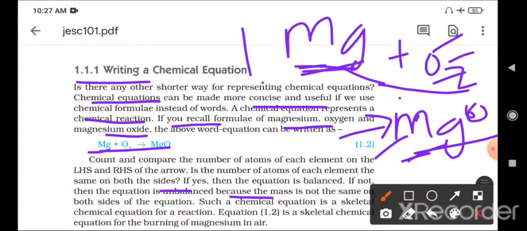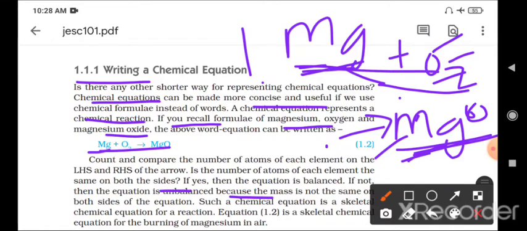One more question: what is a balanced equation and what is an unbalanced equation? We can write that the total number of elements or atoms present on the left hand side is equal to the total atoms present on the right hand side, which is called a balanced chemical equation. So what is a balanced chemical equation? The total number of elements or atoms present on the left hand side is equal to the total atoms present on the product side.